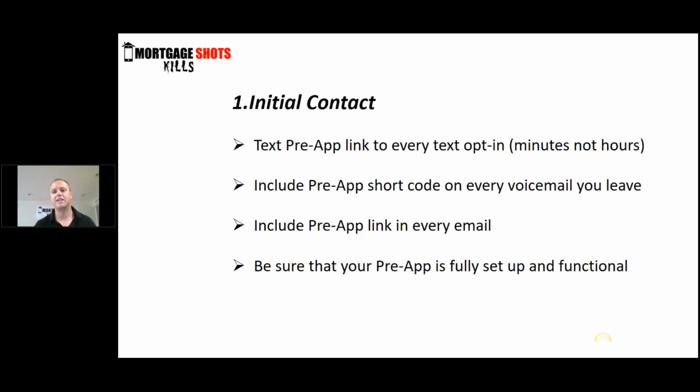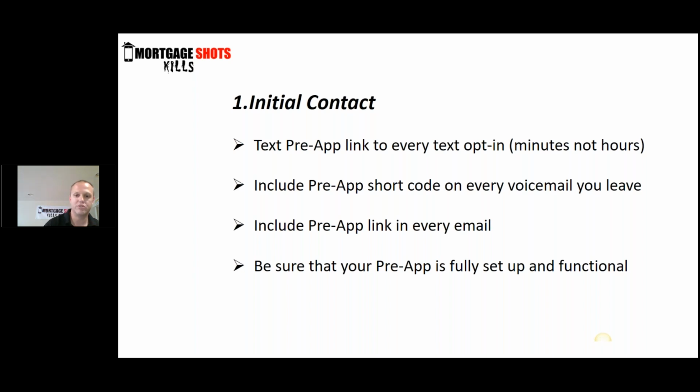All right, number 1, initial contact. Every time you get a text opt-in, whether it's from Craigslist, from SignRider, or from somebody opting in via Facebook, wherever the case may be, and you get a phone number, you want to make sure you're texting your pre-app link to that person immediately. Do it within minutes, not hours, regardless of what type of lead you have. We've all seen the statistics time and time again on the erosion ratio of a lead, from getting it immediately, to 2 hours later, to waiting a day or 2. So make sure you're texting that pre-app link.